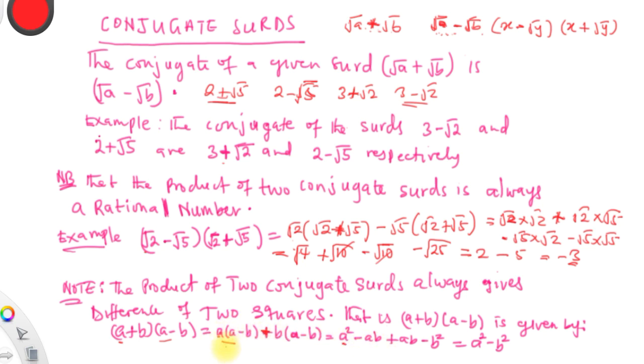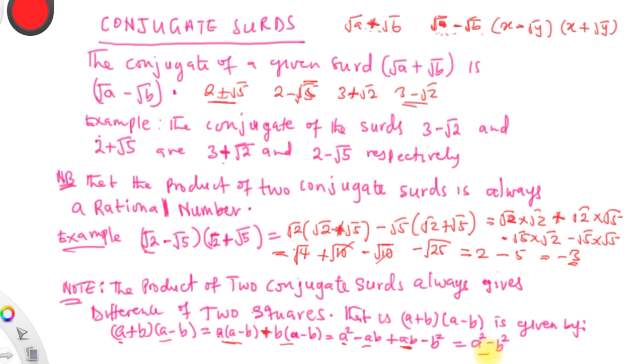So we have finished this one. So we are coming to this. Then b times a is the same as a times b, which is ab. And then b times negative b is negative b squared. So this negative ab plus ab will cancel, they go to 0. And then we have a squared minus b squared. Have you seen? So this is what we are saying. This is the difference of two squares.